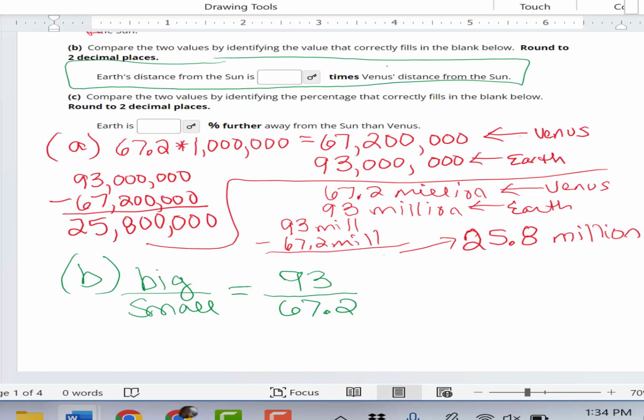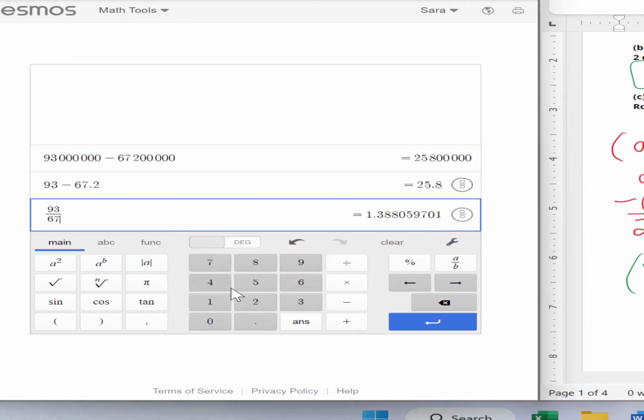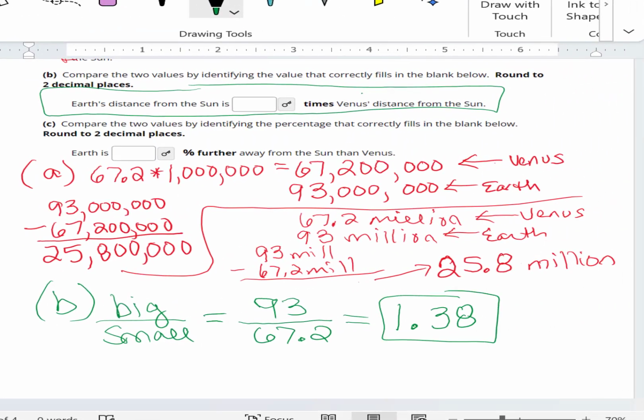It's okay if you wanted to write it all out with all the zeros, 93 million and 67,200,000, and put them on the top and the bottom. You'll get the same answer as just doing 93 over 67.2. So I take 93 and I divide it by 67.2, and we get 1.38 when rounded to 2 decimal places, as it asks. Earth's distance from the Sun is 1.38 times Venus's distance from the Sun.